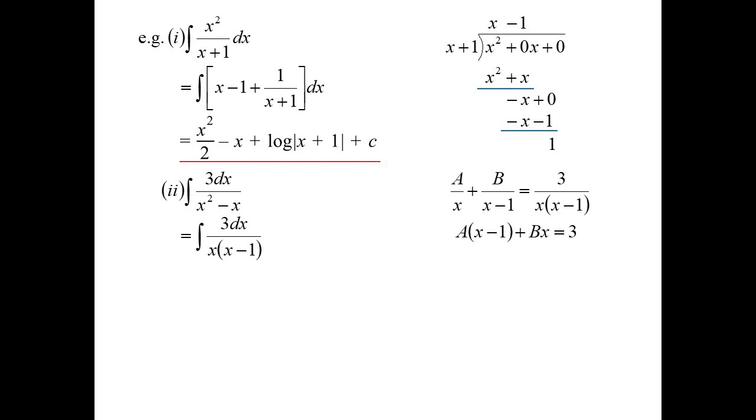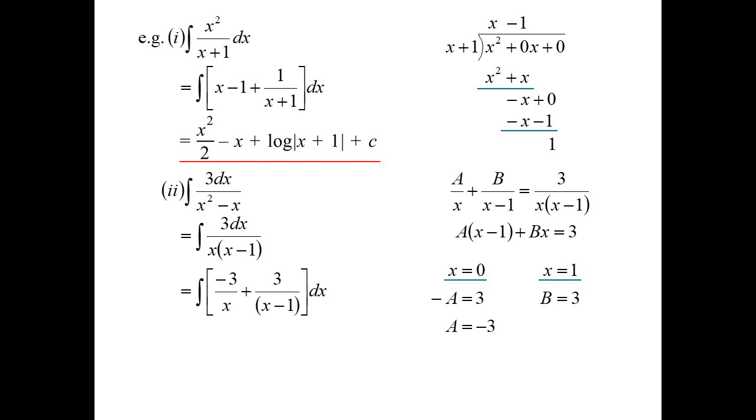Well, I could multiply by the common denominator, x times x minus 1, to get rid of the fractions. And then just do clever substitution to make life easy for myself. So x equals 0 will get rid of the B. It won't be there. So now I know A is negative 3. And then I can get rid of the A by making x equals 1, so B would end up equaling 3. I now know what A and B are. I can go back to my integral, again, simple log functions.